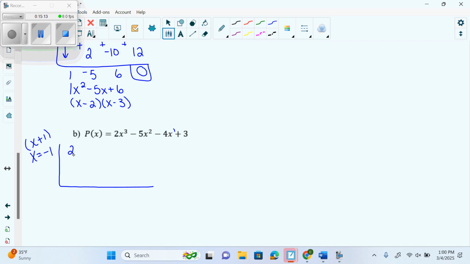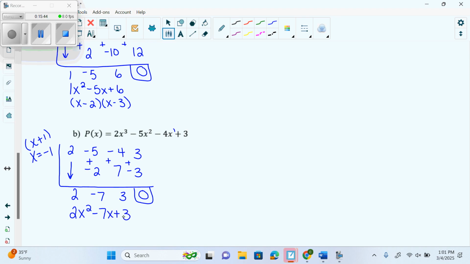So we're going to get 2, -5, -4, 3. Drop the 2. If you use a different one, does it matter? No, you're just going to get the other two factors when you factor it. So don't panic. -1 and 2 is -2. Added is -7. -1 and -7 is 7. Added is 3. -1 and 3 is -3. Added is 0. You get 2x squared minus 7x plus 3.